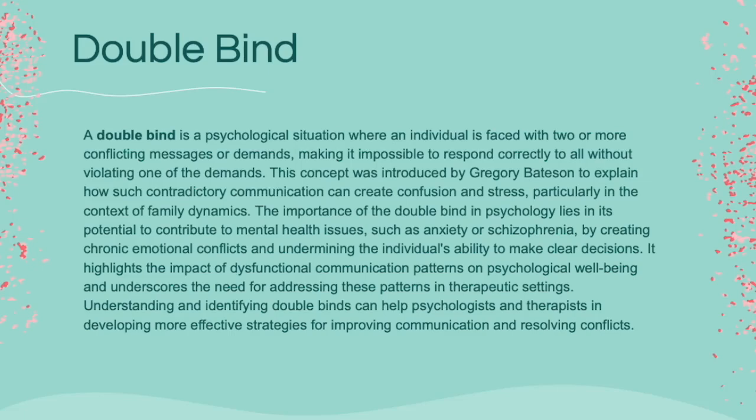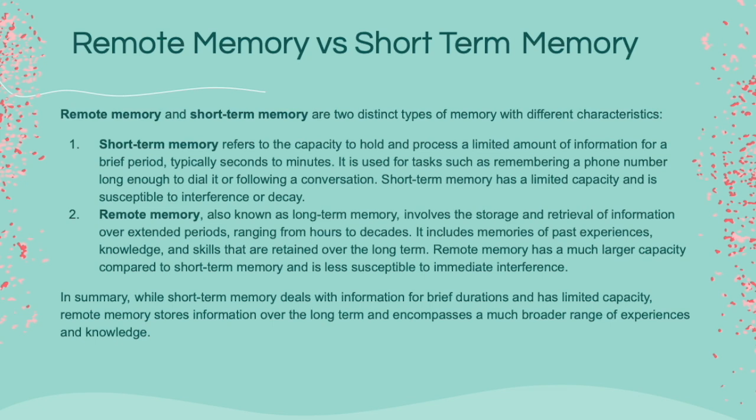Remote memory versus short-term memory. Remote memory and short-term memory are two distinct types of memory with different characteristics. Short-term memory refers to the capacity to hold and process a limited amount of information for a brief period, typically seconds to minutes. It is used for tasks such as remembering a phone number long enough to dial it or following a conversation. Short-term memory has a limited capacity and is susceptible to interference or decay.